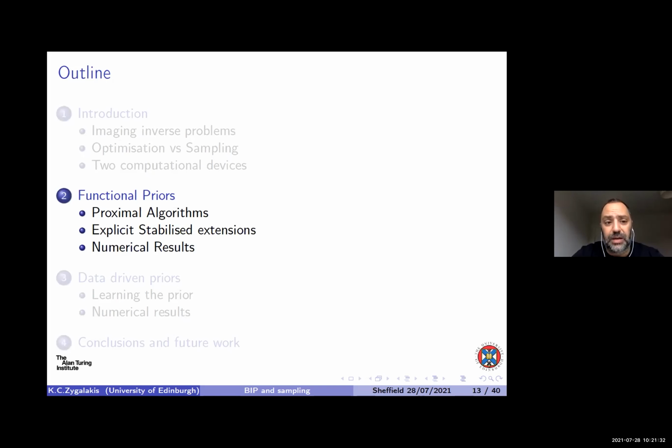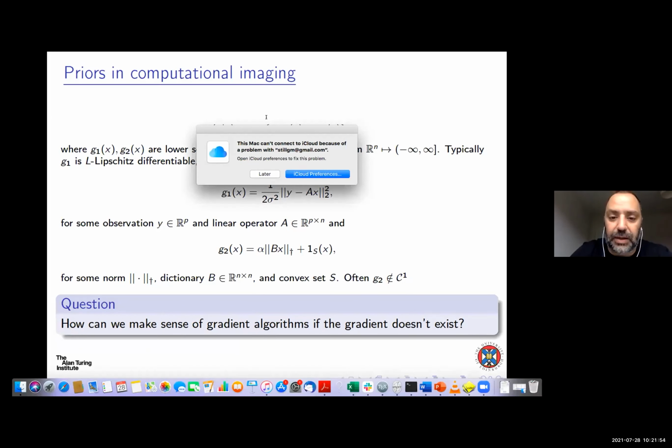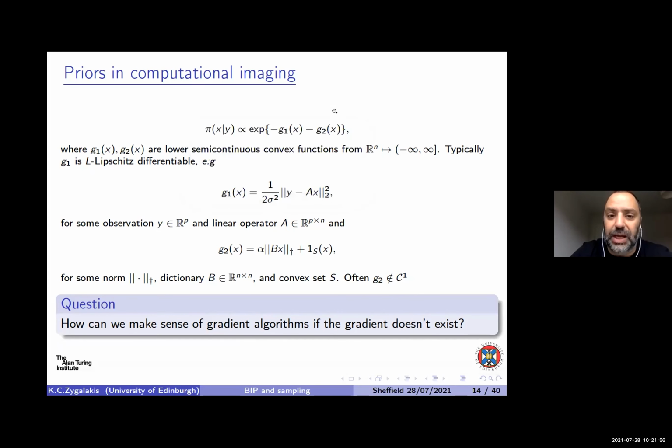Now, having finished with the introduction, let's look at the first part of the talk, where I'm going to be talking about functional priors. Remember, a functional prior is when I write a specific form for the function for the prior on x. And let's have a closer look at what these priors look like for computational imaging.